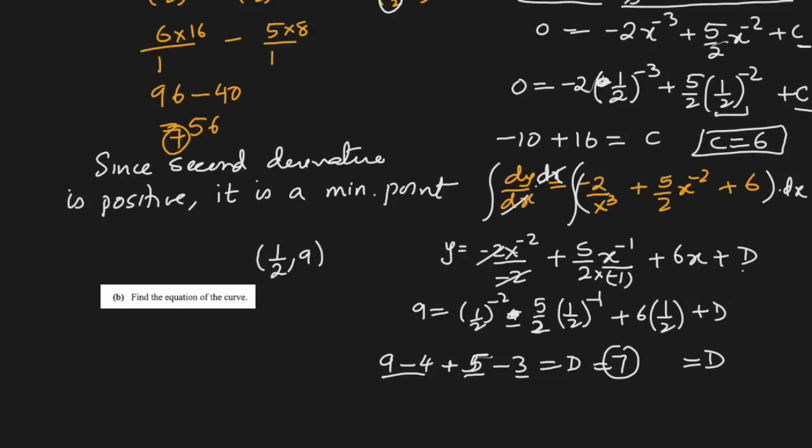So the final equation we get is this one. y equal to x to the power minus 2, which is 1 over x square, minus 5 over 2x, because minus 1 when we bring it to the denominator becomes positive x, plus 6x plus 7. That's the equation of the curve.